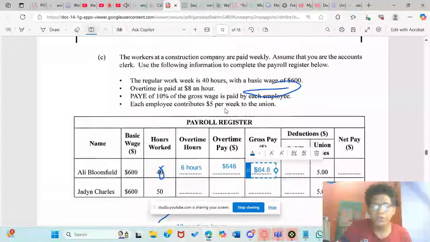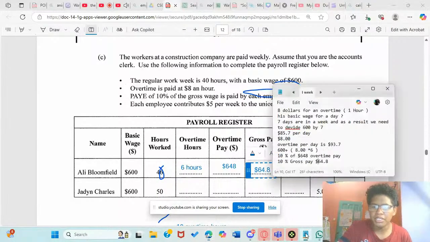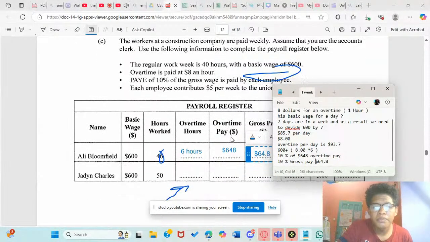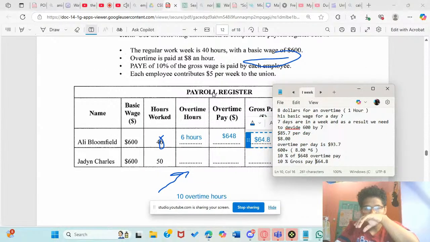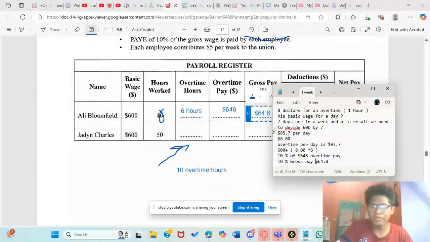Each employee contributes 5% to the union. What is the pay again? I think that's the initial value. Okay, so I think I forgot something, guys. I think I was saying it wrong. His overtime pay, you put it in the calculator.